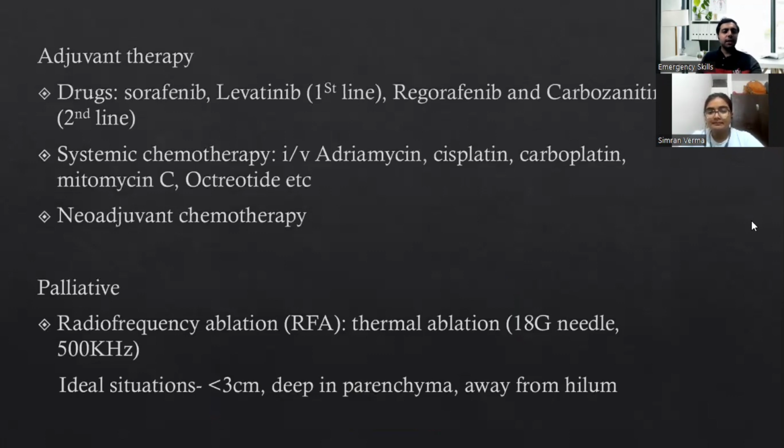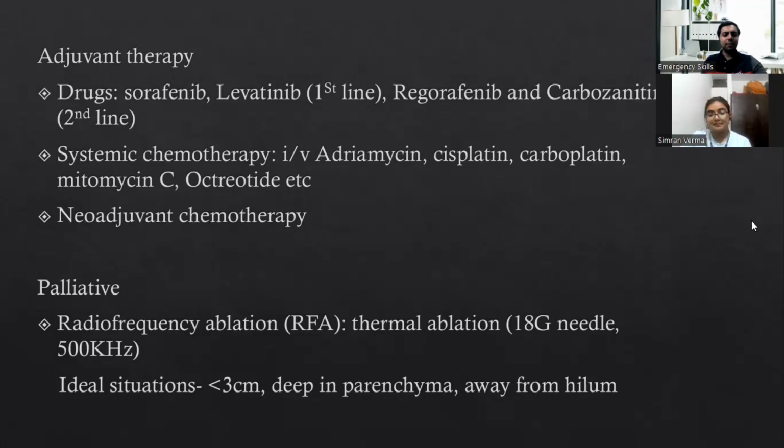Moving on. Then we have the adjuvant therapy, which will add on only. We have drugs like chemotherapy: sorafenib and lenvatinib are the first line. Then we have regorafenib and cabozantinib, which are second line drugs. Then systemic chemotherapy, we have adriamycin, cisplatin, carboplatin, mitomycin, octreotide, which you will deal with in pharmacology. And neoadjuvant chemotherapy is an add-on. And then we have the palliative, for the terminal stage of liver cancer.